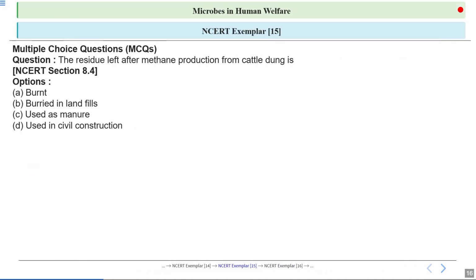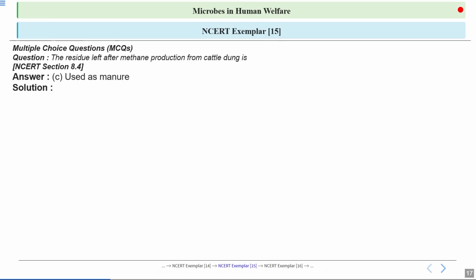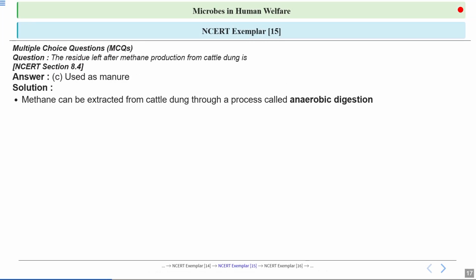Next question, the residue left after methane production from cattle dung is. Options are option A, burned, option B, buried in landfills, option C, used as manure, option D, used in civil construction. What is the correct answer? Let's have a look at the answer. Option number C, used as manure, is the correct answer.